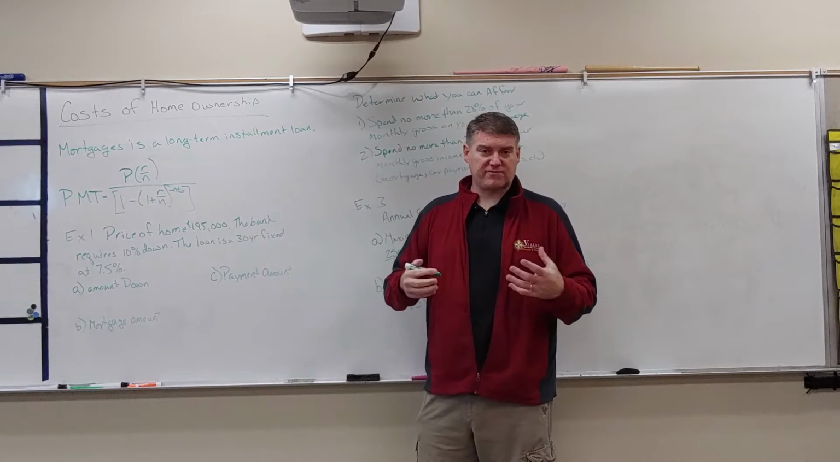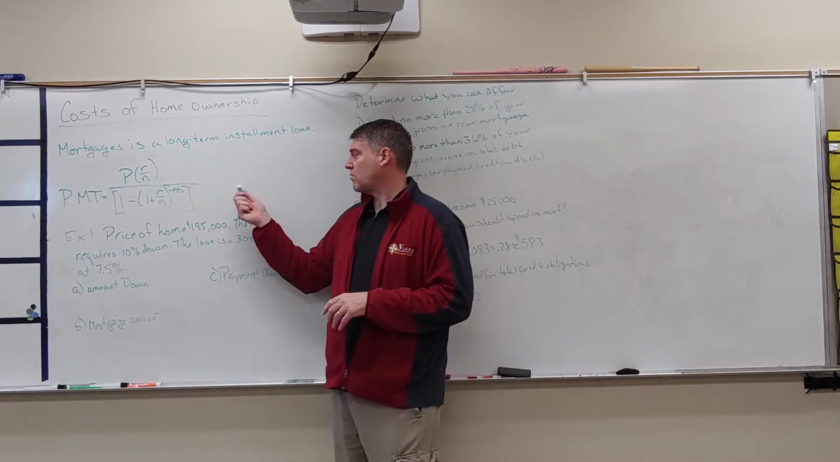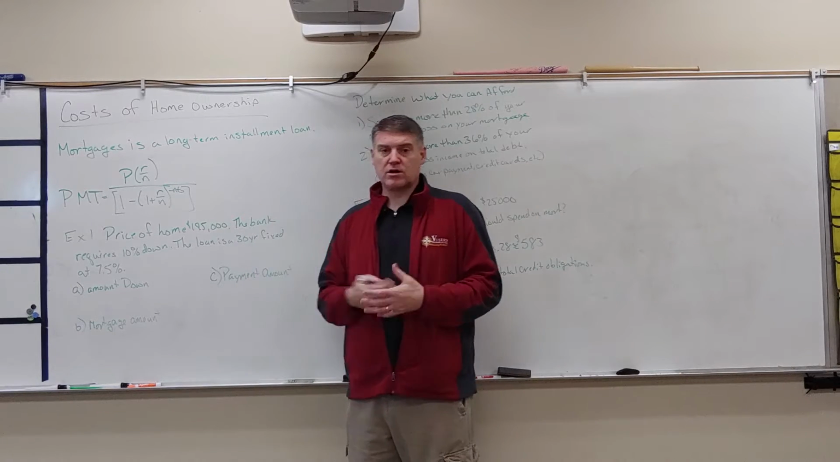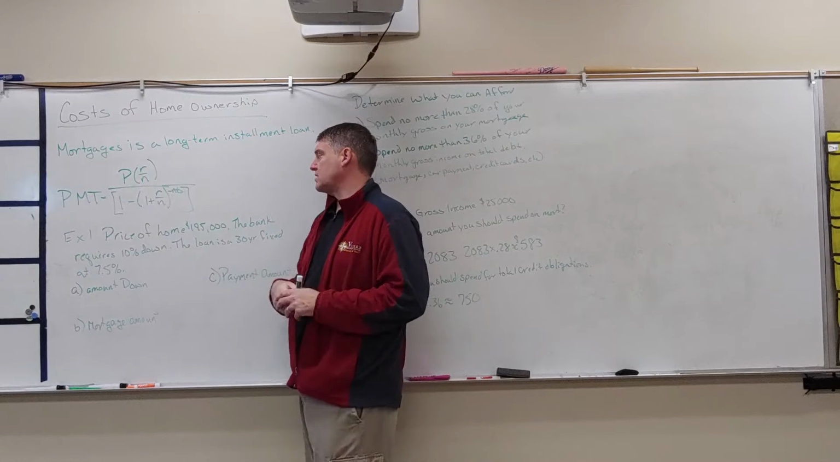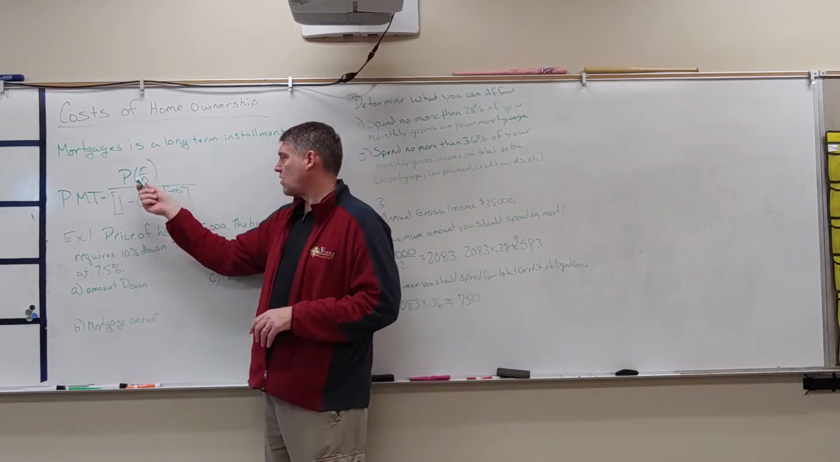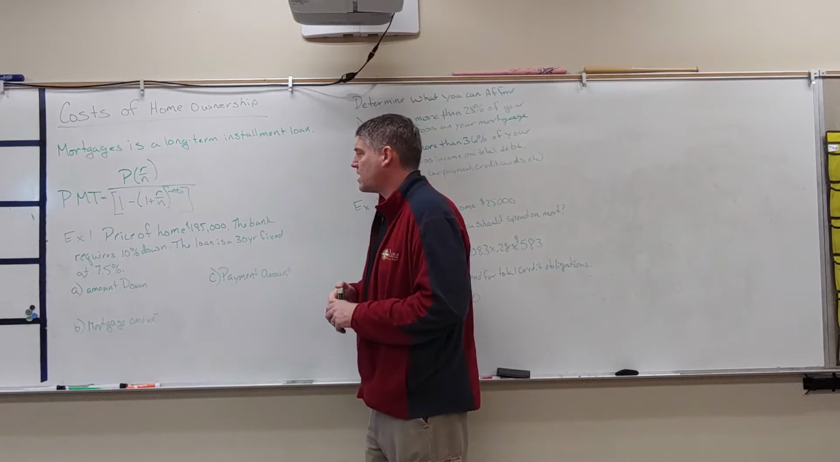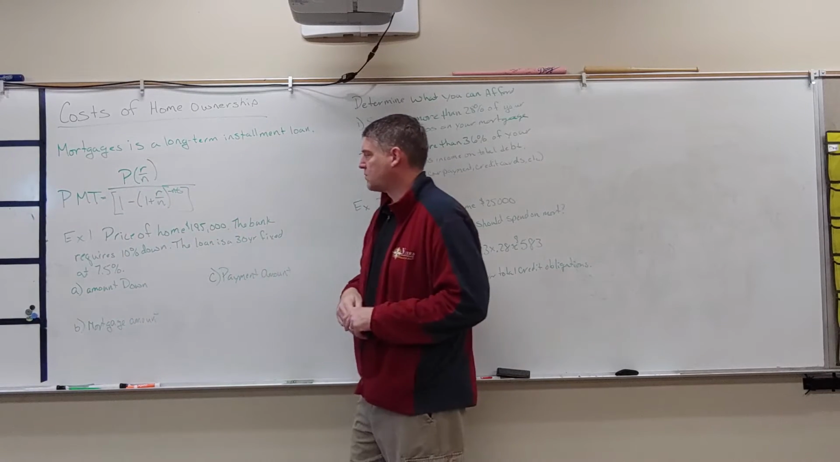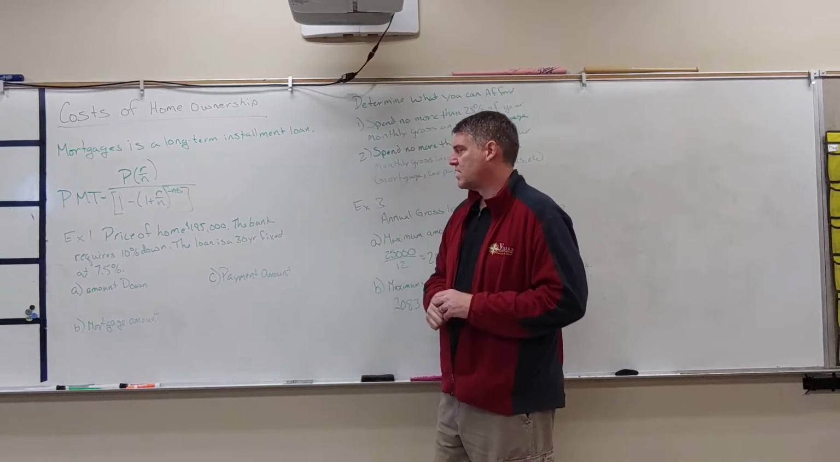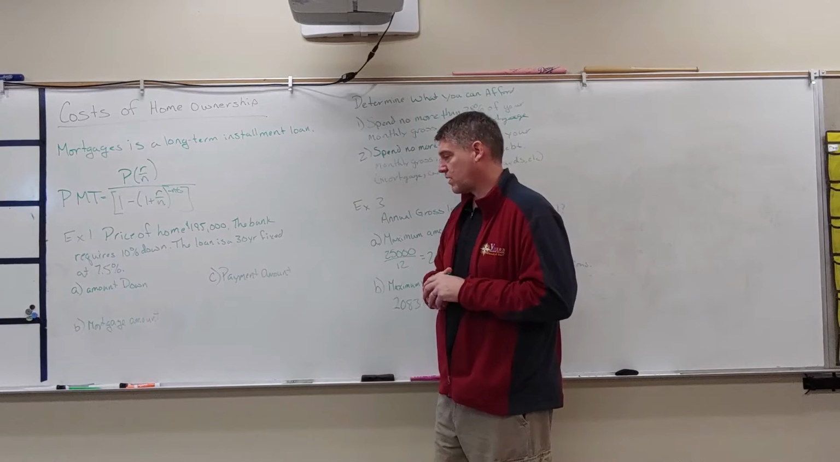So this payment formula should look very familiar. This is the same payment formula that you had for your car, that kind of stuff. So the payment is the amount of the loan times r over n, divided by the quantity 1 minus 1 plus r over n to the negative nt power, okay?